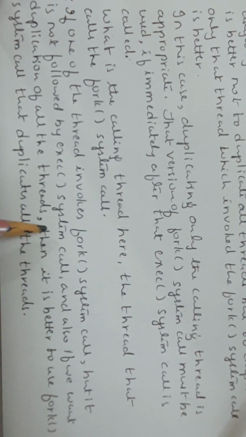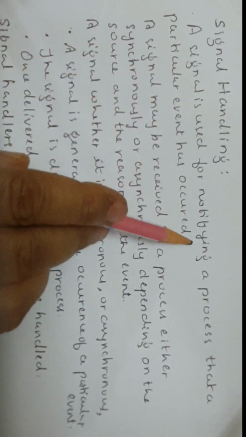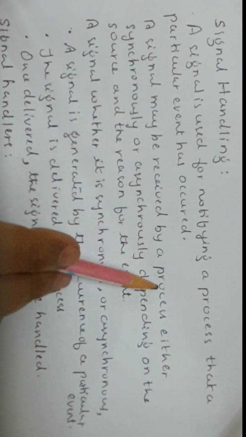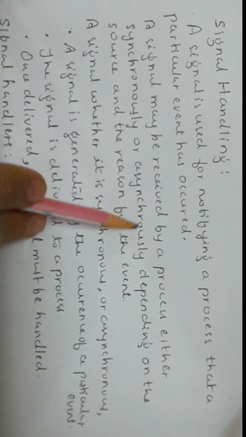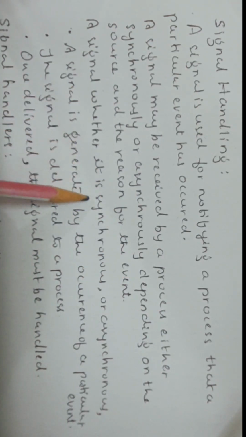So next we shall see the second case. The second case is signal handling. A signal is a notification that is sent to a process whenever a particular event occurs. A signal may be received by a process either synchronously or asynchronously, depending on the source and the reason for the event. A signal, whether synchronous or asynchronous, is generated, delivered, and after that it must be handled.